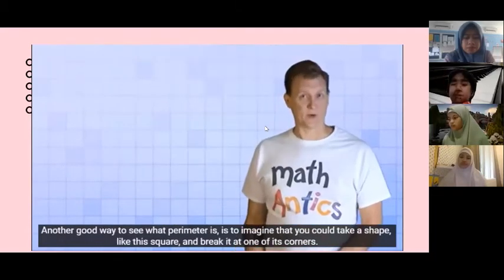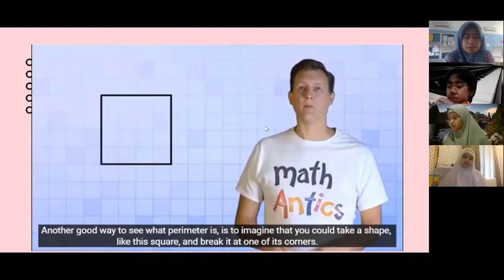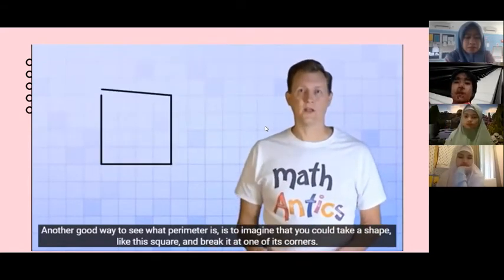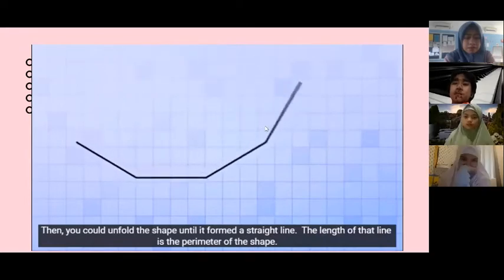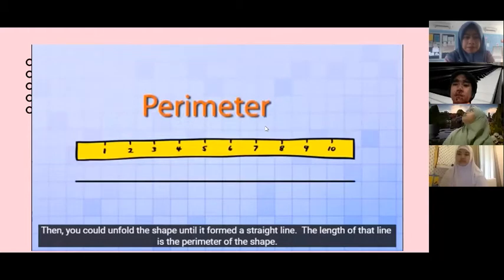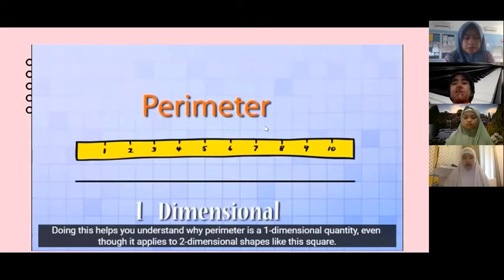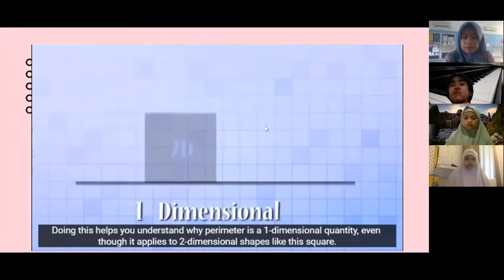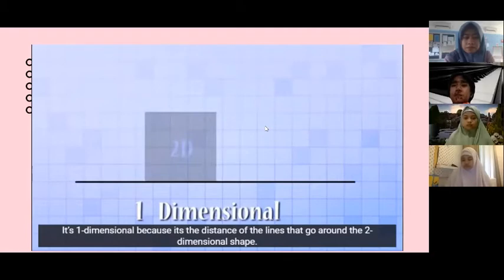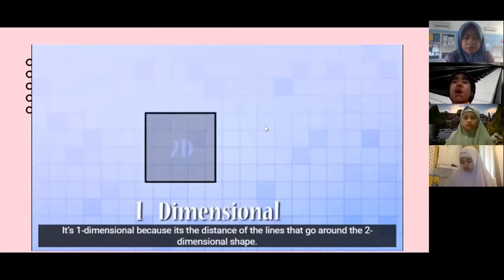Another good way to see what perimeter is to imagine that you could take a shape, like this square, and break it at one of its corners. Then you could unfold the shape until it formed a straight line. The length of that line is the perimeter of the shape. Doing this helps you understand why perimeter is a one-dimensional quantity, even though it applies to two-dimensional shapes like this square. It's one-dimensional because it's the distance of the lines that go around the two-dimensional shape.